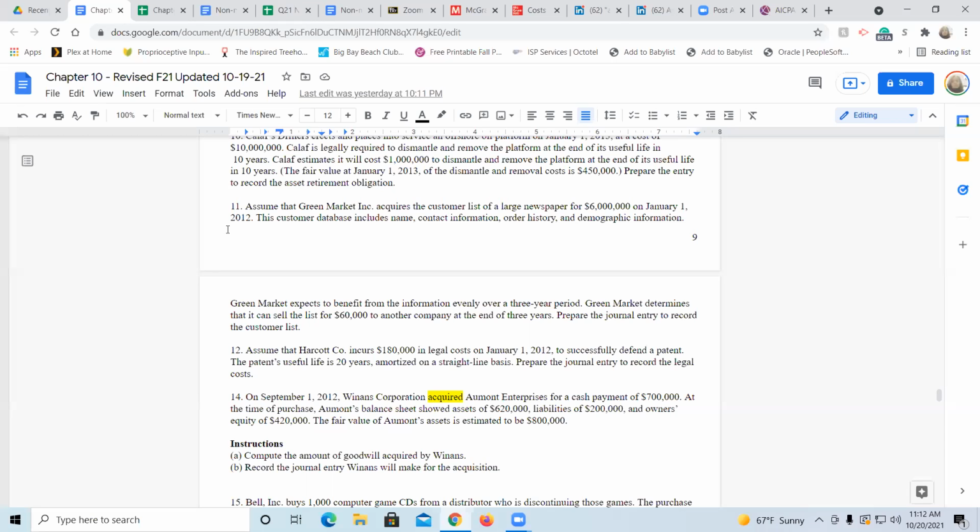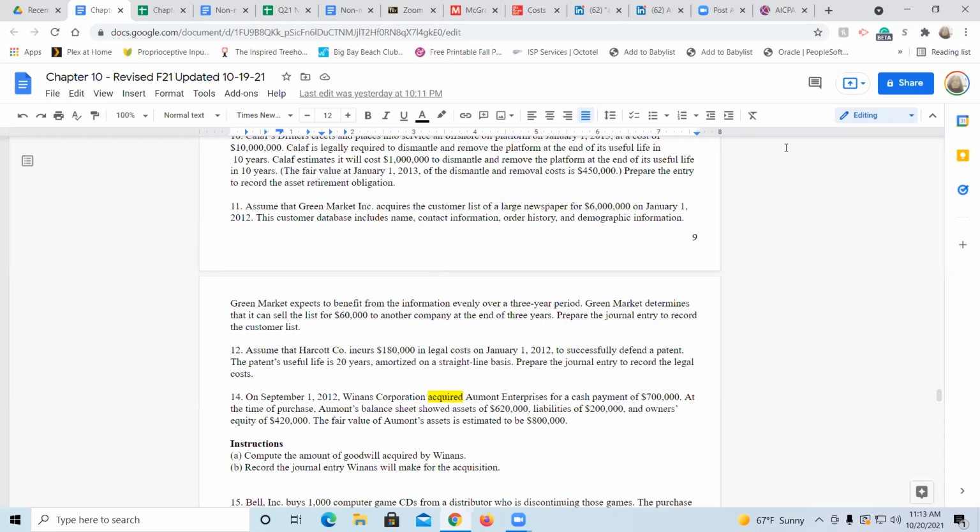There's a whole lot of people on a list at the newspaper who are customers' names and addresses, and the newspaper is selling that list for $6 million to this company, Green Market Inc. The customer database includes name, contact information, order history, demographic information. Green Market expects to benefit from the information evenly over a 3-year period.